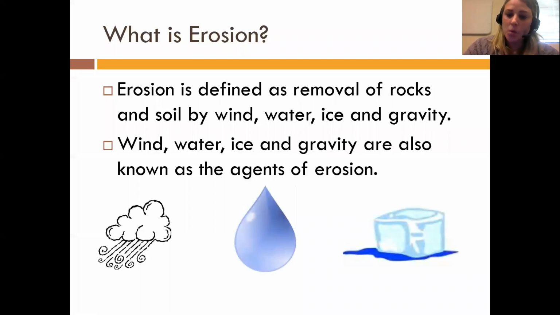So we have wind, water, and also ice in the form of glaciers. If you remember from the first lecture, we talked about water being the most destructive in terms of being able to move that rock and soil.